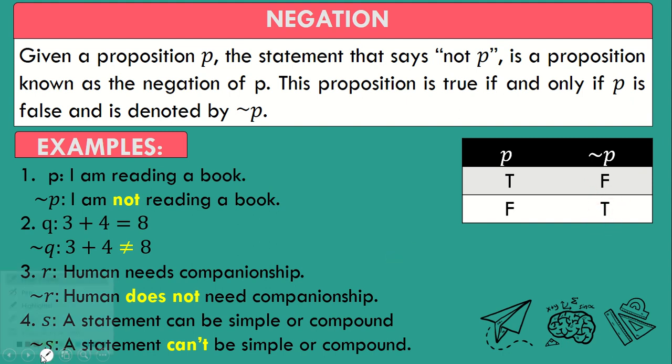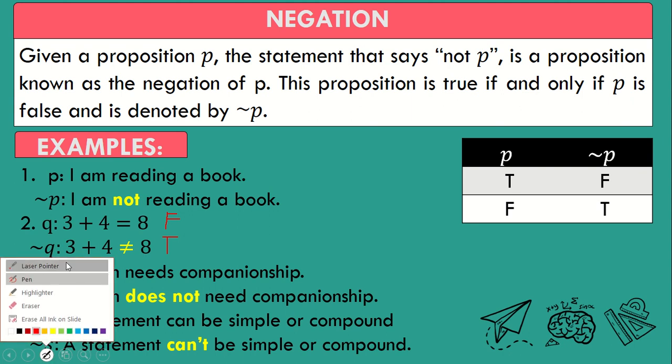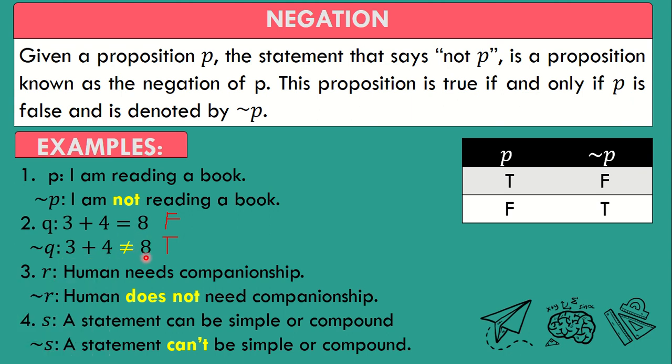So, for instance, let's have this number 2. Given that we have 3 plus 4 is equal to 8, if we're going to identify the truth value, this is false. That is a false proposition. Obviously, 3 plus 4 is equal to 7. And then, if we have the negation, 3 plus 4 is not equal to 8, obviously this is true, because 3 plus 4 is equal to 7. So, as you can see here, if you have the negation, you're just going to reverse its truth value.